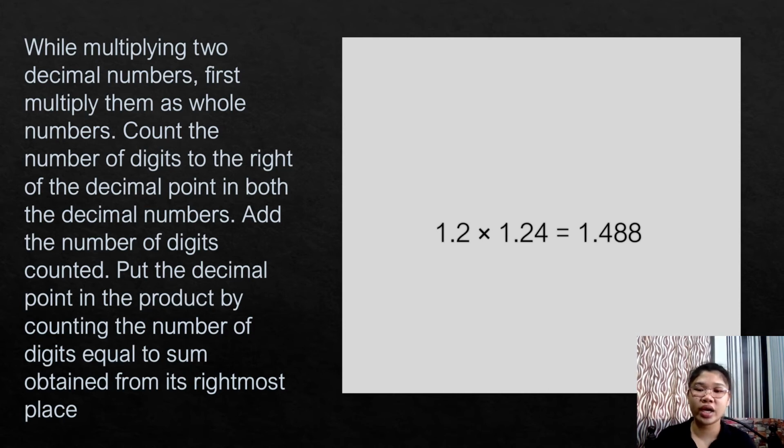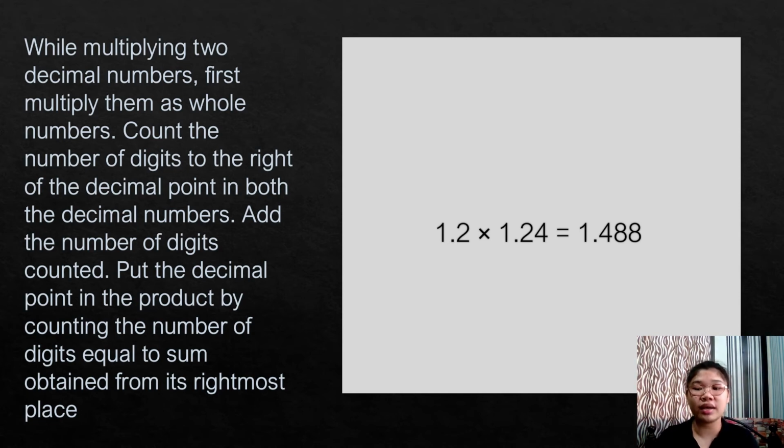So we have here one decimal point. So that is 0.2. And then for 1.24, we have 0.24. So that is 2, and then we have 1. So this is 3 decimal places.